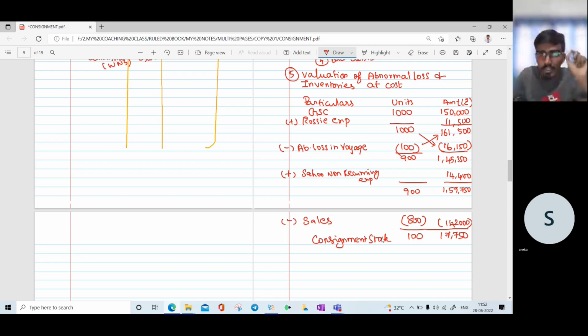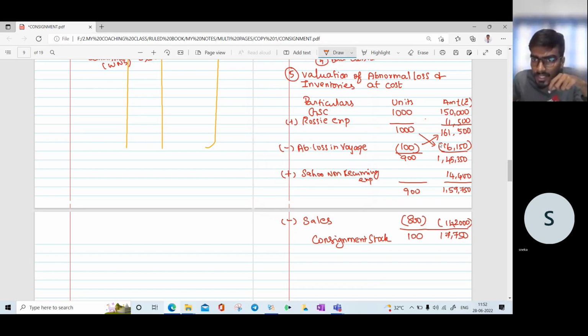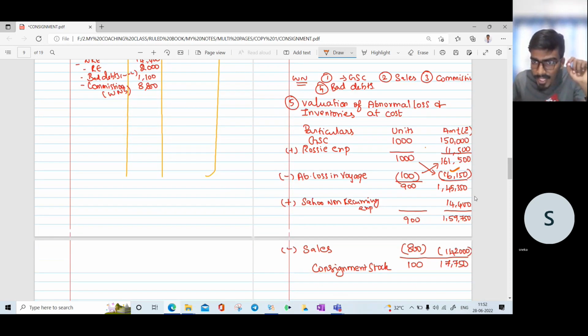I will give you an important tip. Mark it down, you may make a mistake. The value here will go by abnormal loss, 16,150. This has to be transferred in cost. We find this sales figure only for the calculation of consignment stock.